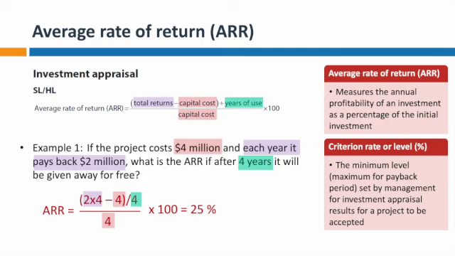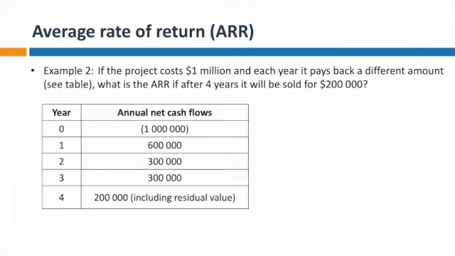And let's have a look at another example of how we can calculate it. This example that I gave here is super simple, super easy, but usually in the past papers, we're going to get an example which looks more like this. So in example 2, the project costs $1 million, and each year it pays back a different amount, which you can see in the table. What is the ARR if after 4 years it will be sold for $200,000?